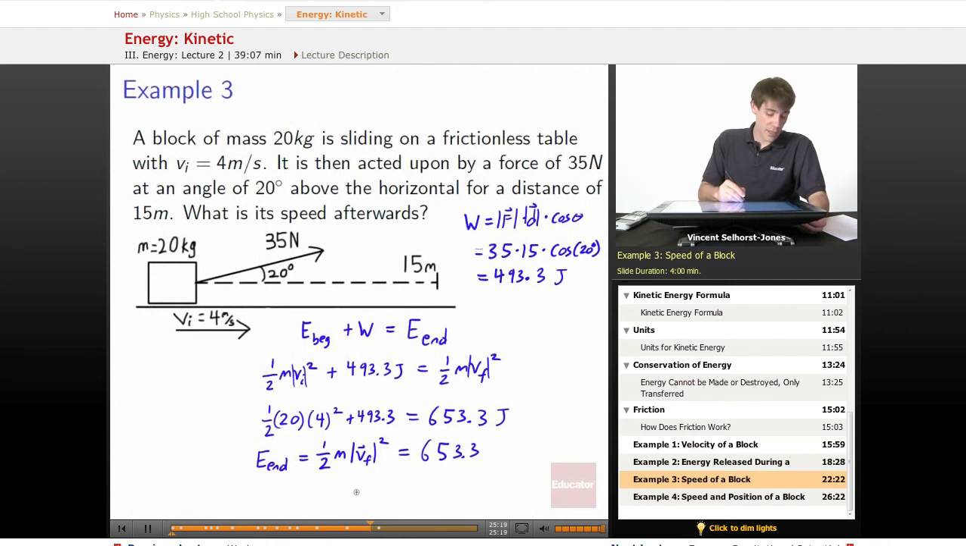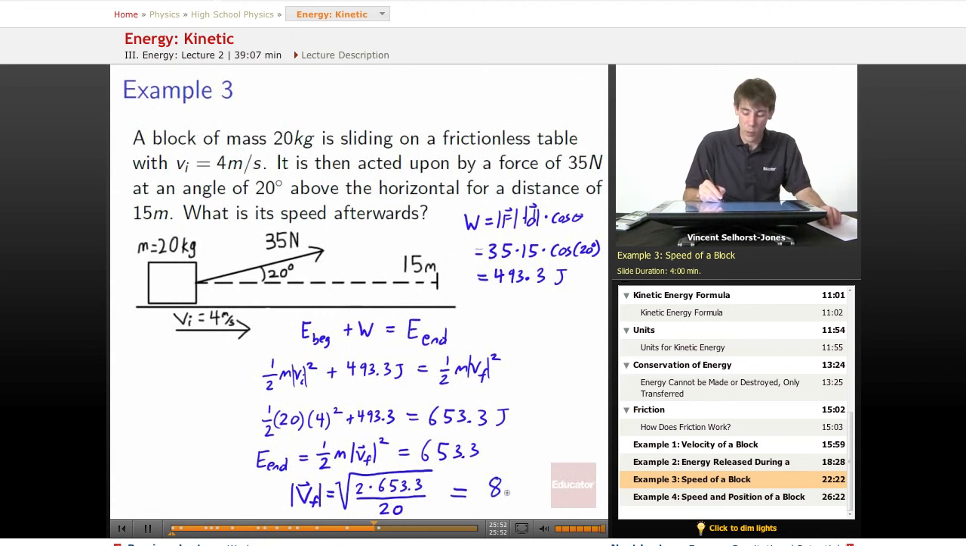We get that v_f is equal, speed, sorry, not velocity. v_f is equal to the square root of 2 times 653.3 divided by the mass, which is 20 kilograms. We plug that into a calculator, and we get 8.08 meters per second.